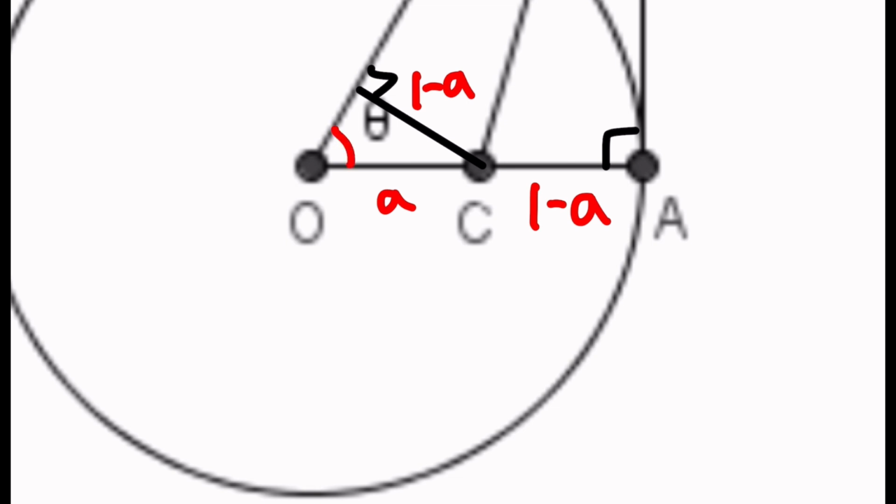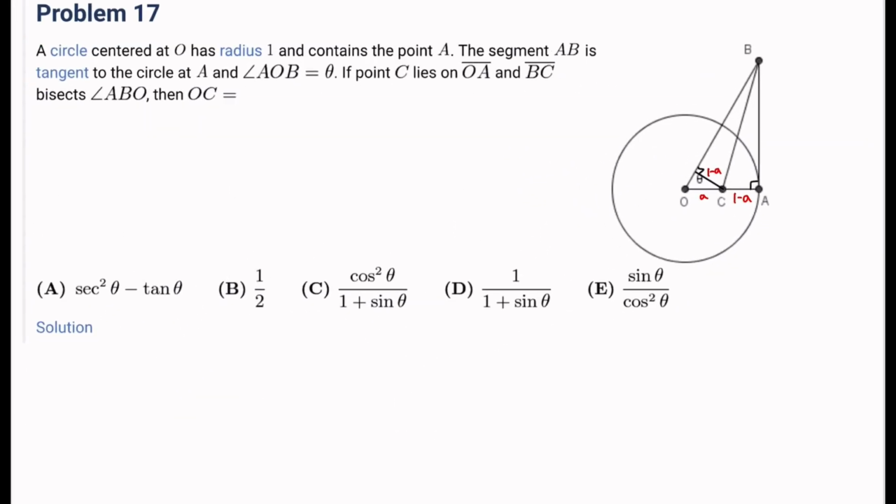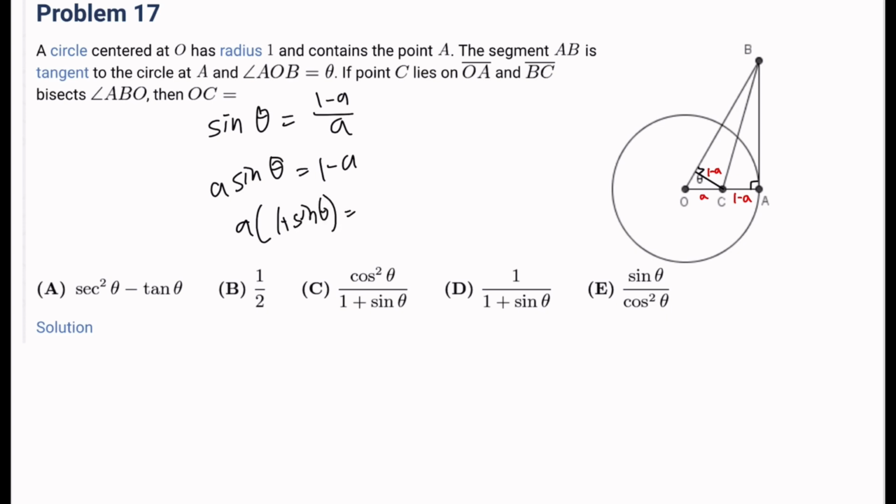But then this is theta, right? And so that would mean that sine of theta will be 1 minus A over A, right? So this will be 1 minus A over A, and so A sine theta will be 1 minus A, so A times 1 plus sine theta will be 1, right, because A is coming back there, and so A equals 1 over 1 plus sine theta, so we can find this value in D, so the answer is D.